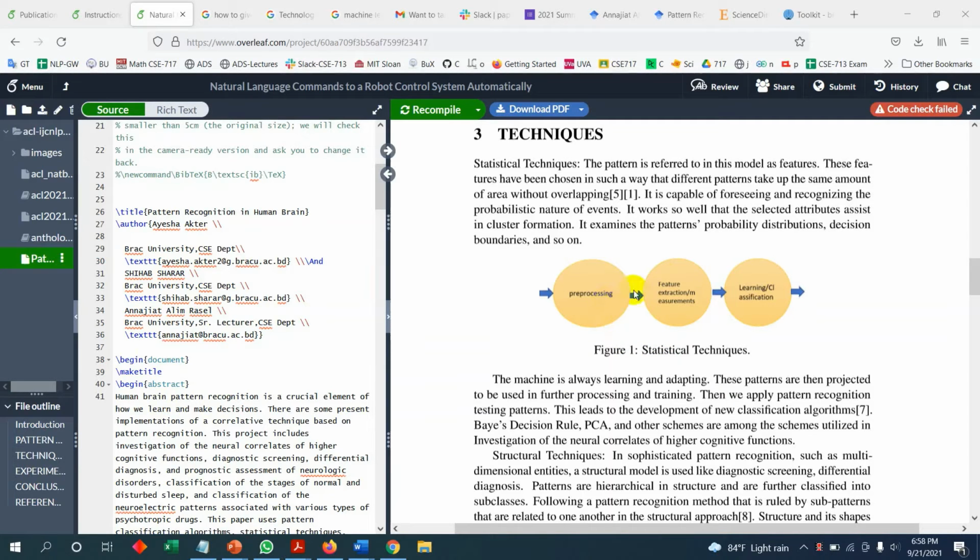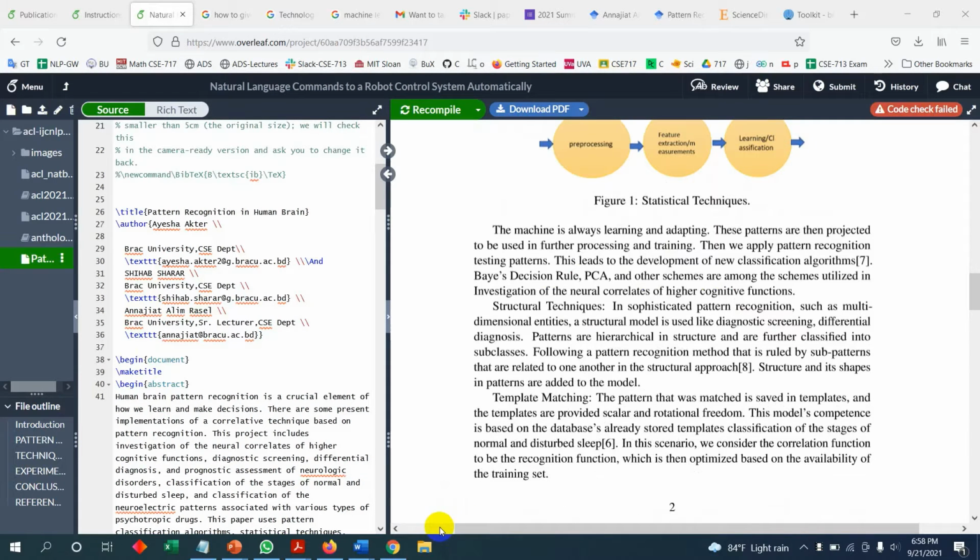This is the processing, then the next is feature extraction from the clustering sections. We have to extract, and the measurement as well as the learning. Also the classification will be identified in these sections. Then we apply pattern recognition, Bayes decision rules, PCA, and other schemes are among the schemas utilized in the investigation of the neural correlations of the higher cognitive functions.